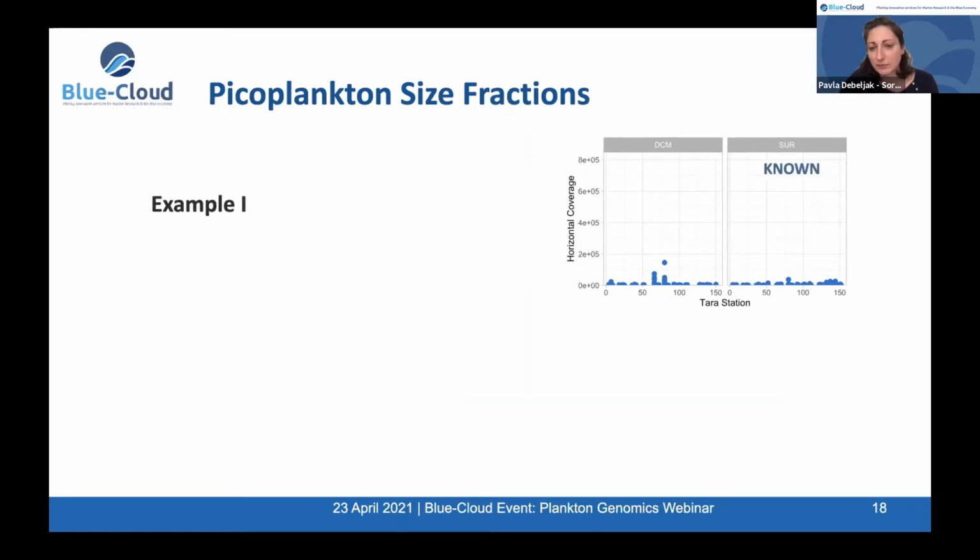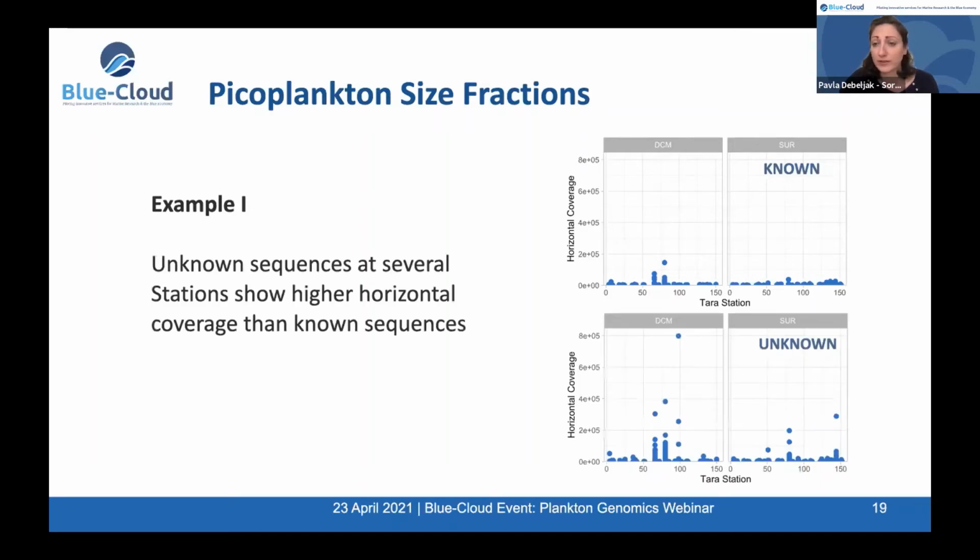And we see that, well, in DCM we have some that have a higher horizontal coverage, but it's nothing compared to when we look at the unknowns. So this again shows us that these unknowns, so this part of the diversity and the transcriptomic diversity as well in the functions, seems to be extremely abundant compared to those that we know, meaning that what we cannot identify has some functional importance or could have a potentially big role in our oceans.